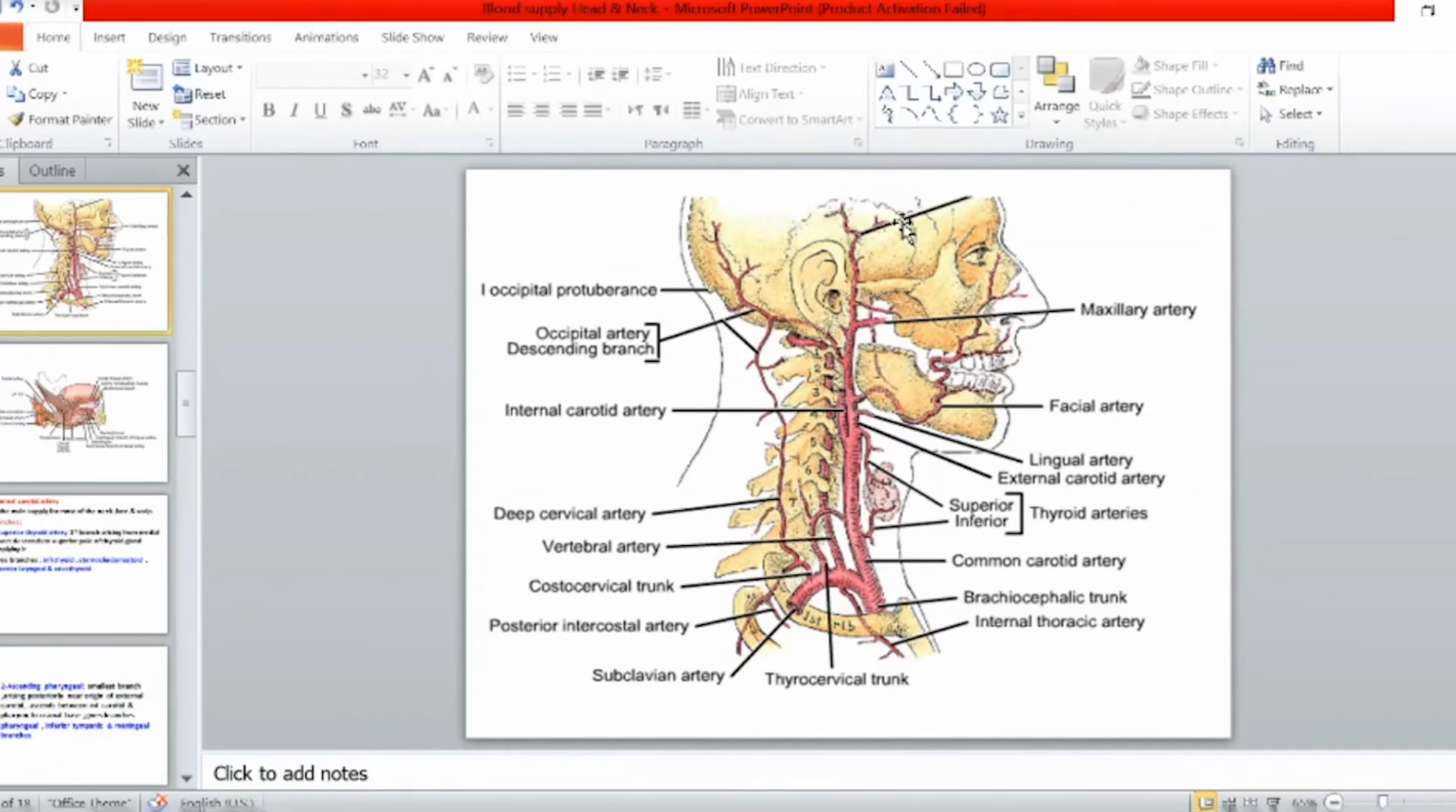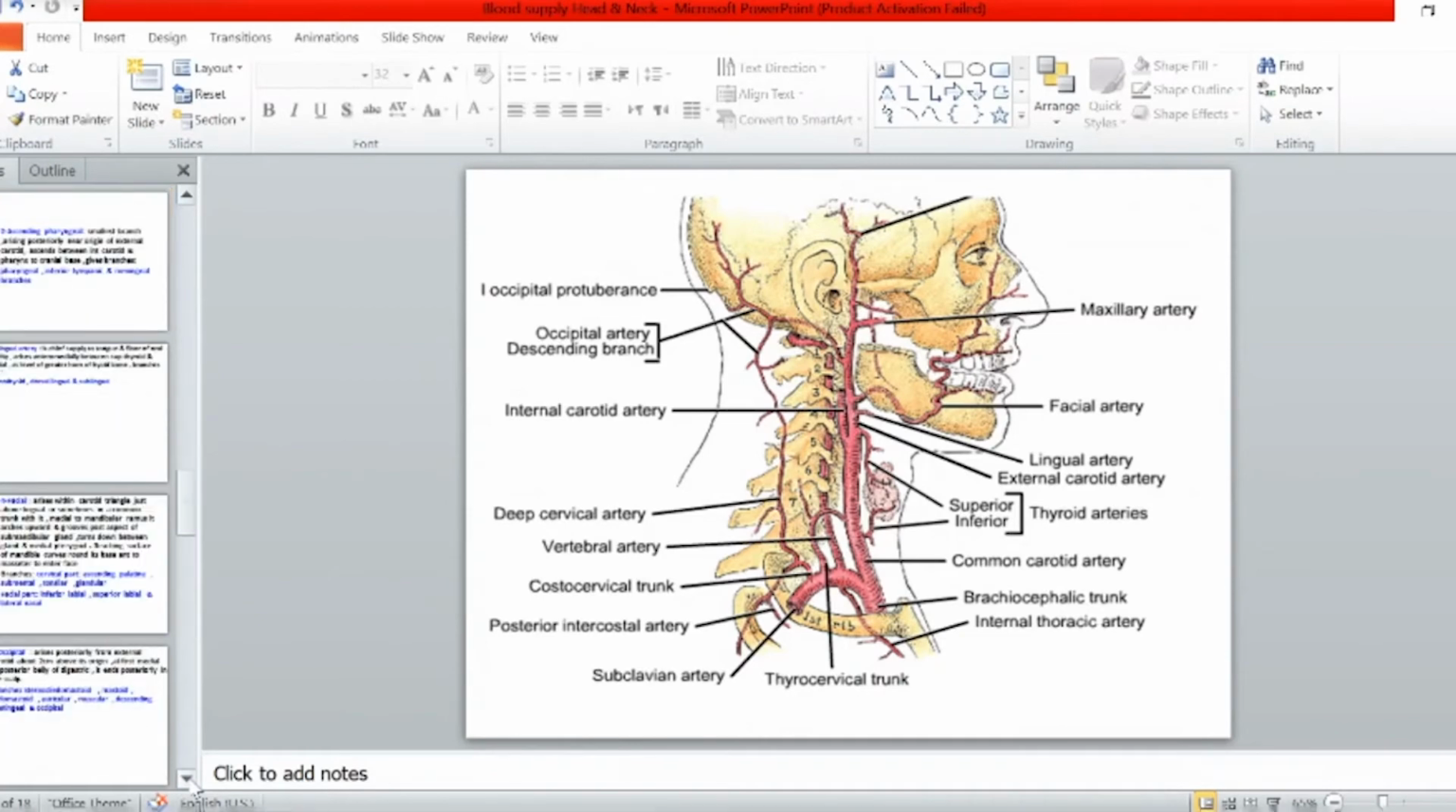We have studied it with the supply of the face. It gives rise to the transverse facial artery, which passes transversely and anastomoses with the facial artery. It gives rise to a glandular branch for the parotid gland, and also gives an auricular branch, and a branch for the external acoustic meatus, and then divides into frontal and temporal branches.